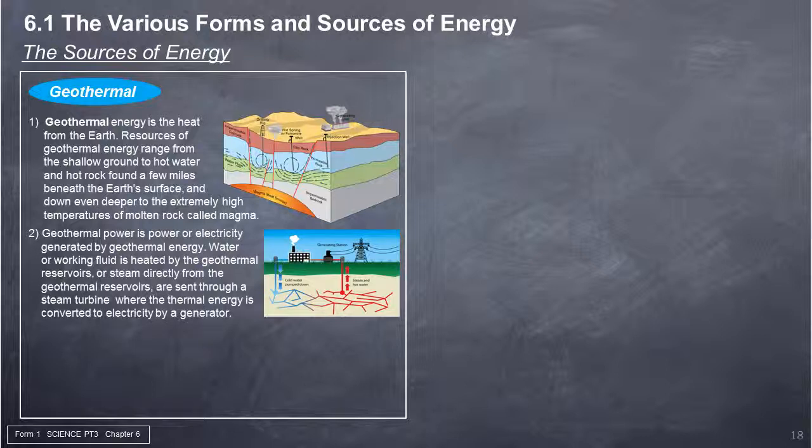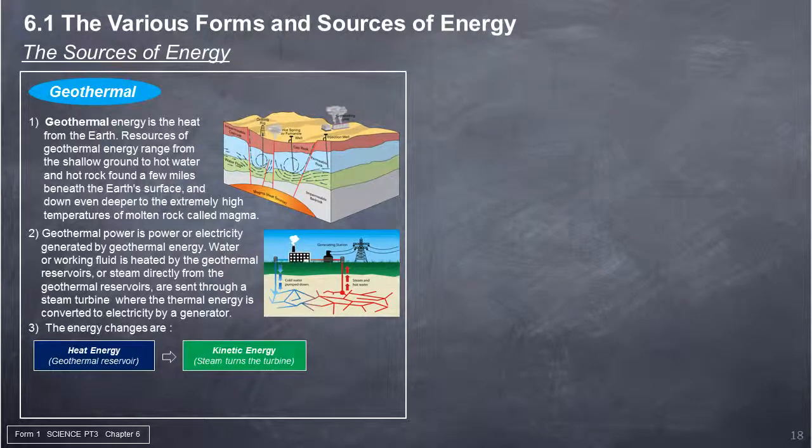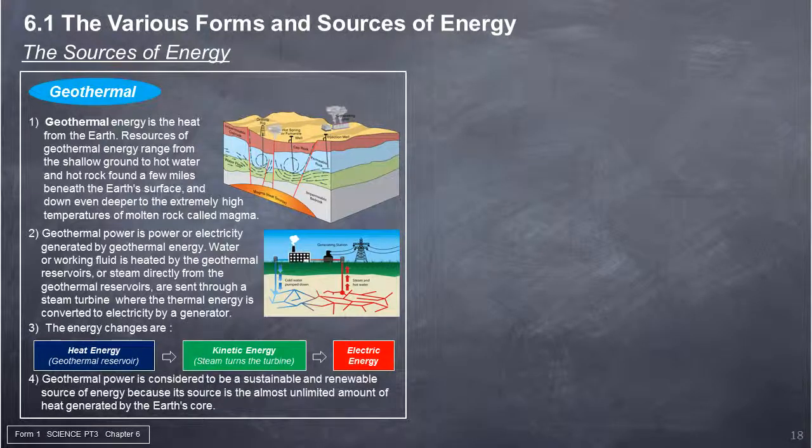Water or working fluid is heated by the geothermal reservoirs, or steam directly from the geothermal reservoirs is sent through a steam turbine, where the thermal energy is converted to electricity by a generator. 3. The energy changes are: heat energy of the geothermal reservoir changed to kinetic energy of steam that turns the turbine, changed to electric energy. 4. Geothermal power is considered to be a sustainable and renewable source of energy, because its source is the almost unlimited amount of heat generated by the Earth's core.